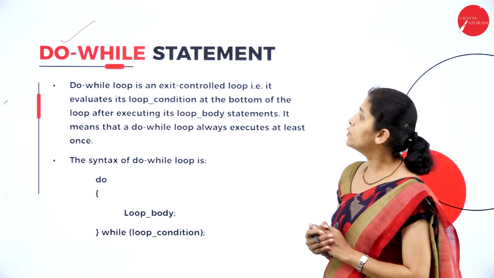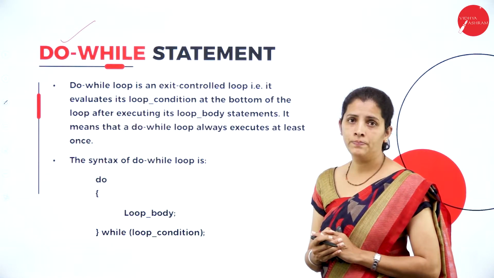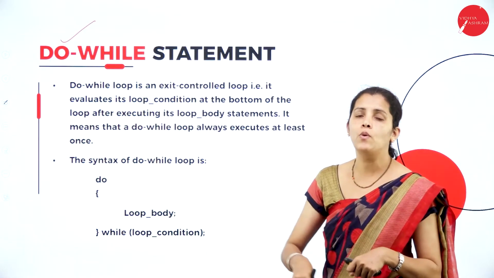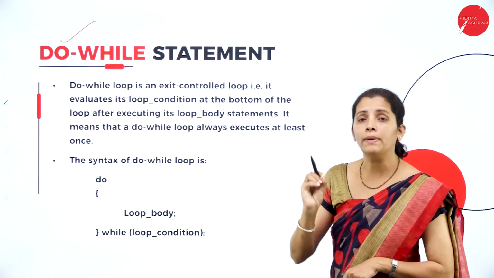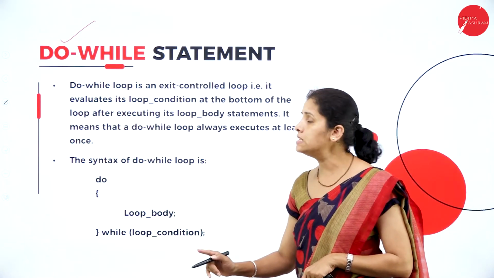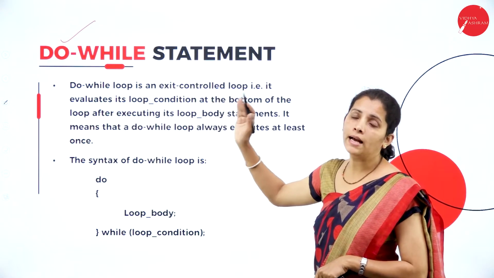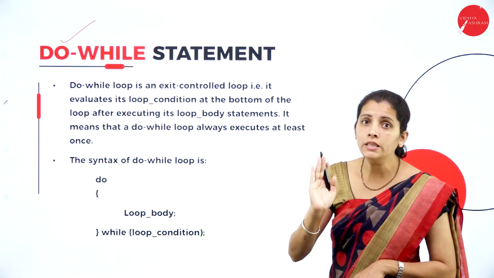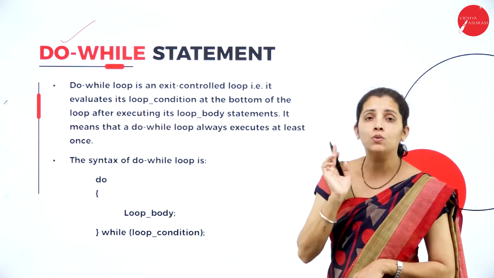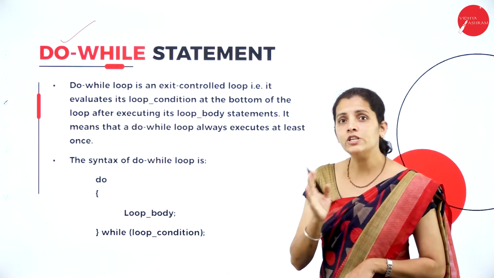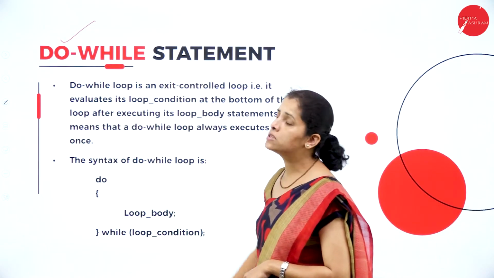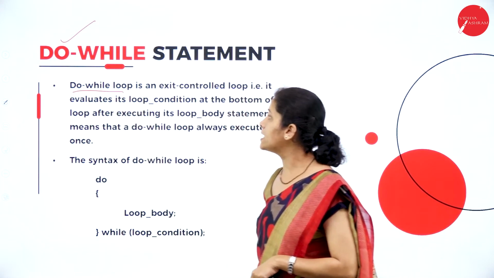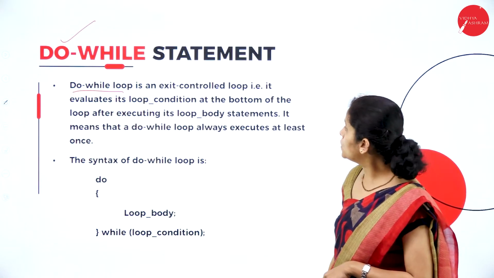Now, when I'm going to use the do while statement, dear student, even though my condition is false, I still want to execute this statement at least once. That means the do while looping construct is used when I want to execute the statement at least once, even though my condition is false. That time I'm going to use the do while statement. So here, the do while statement is an exit controlled loop.